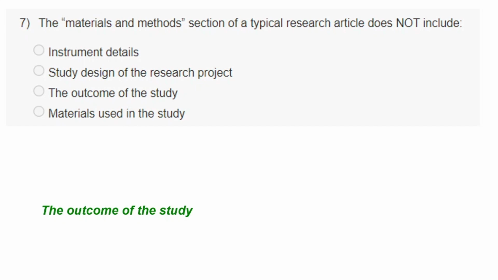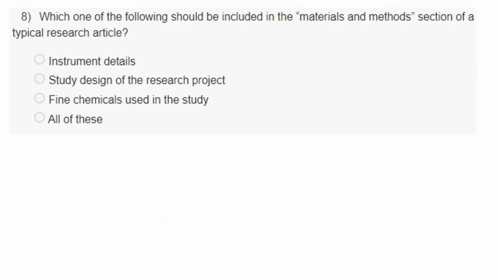Okay. Then moving on to the next question. Which one of the following should be included in the materials and methods section of a typical research article? Which one of the following should be included? Okay. What do you think should be included? Very similar to the last question. All of these. Correct. All of these should be included. Fine chemicals used in the study.